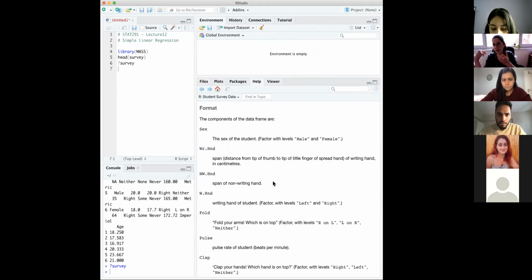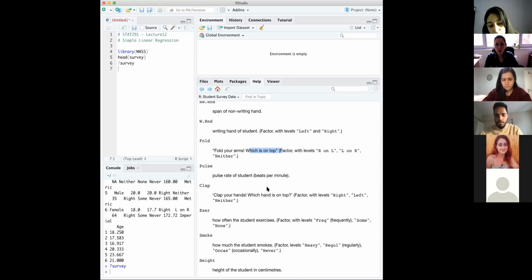Okay, if you are left-handed, then it's going to be your left hand. And if you are right-handed, it's going to be your right hand there, okay? They are looking for the span of your non-writing hand. They're also recording the writing hand of the student, left or right. And they will ask you to fold your arms and see which is on top, okay?